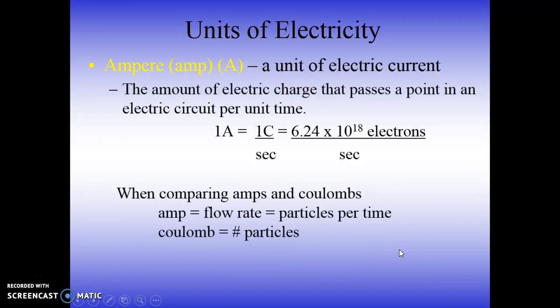An amp is a unit of electrical current, the amount of electric charge that passes a point in an electric circuit per unit of time. So an amp is a coulomb per second, or 6.24 times 10 to the 18th electrons per second. You can see how these things are all very related to each other. Here's an important idea. When comparing amps and coulombs, an amp is the flow rate, how many particles per time. Coulomb is the number of particles.